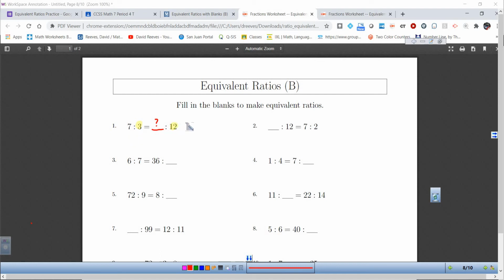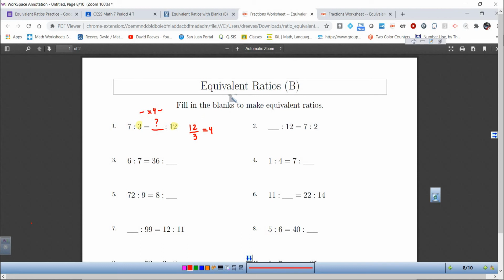All right, so we're going to take the larger number, which is 12, and we're going to divide it by the smaller number, which is 3. So what we're saying is, how many groups of 3s are there in 12? And the answer is 4. All right, so that tells us that this second ratio is 4 times the value. The first number and the second number are 4 times the value of the original one.